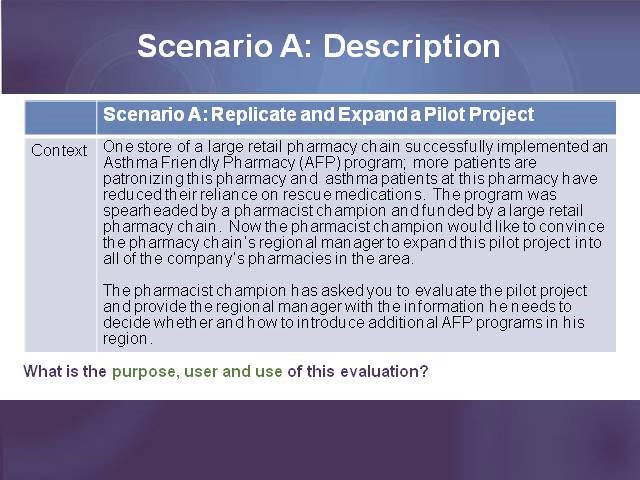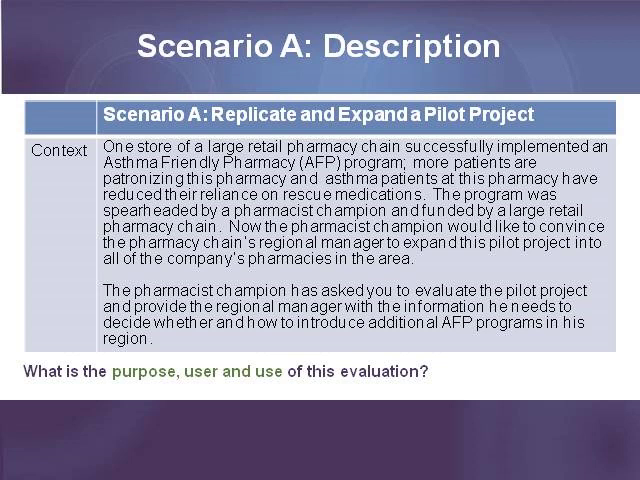Scenario A of the two scenarios is replication and expansion of a pilot program. So let me read this scenario to you, and then we'll turn to what the implied purpose, user, and use is within the scenario, and then how that purpose, user, and use in our first step, stakeholder engagement, is going to help us define which of the many stakeholders are going to be most important.